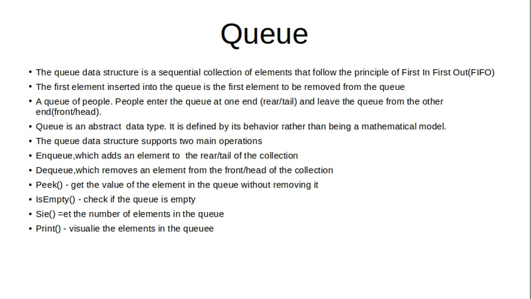The queue data structure supports two main operations. Those include the enqueue and dequeue. The enqueue adds an element to the rear or the tail of the collection, whereas the dequeue operation removes an element from the front or the head of the collection.